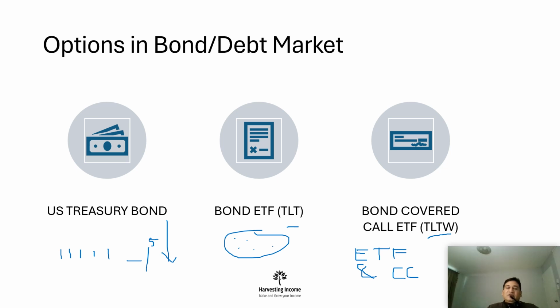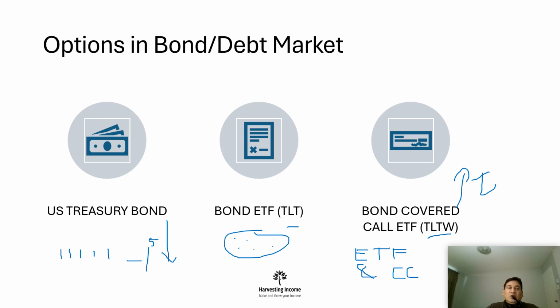So in this case, what happens is you get income from the ETF plus also some income from writing of the covered calls. So there is a regular income that is being generated. So the covered call ETF will have a higher amount of income, more income compared to the other two. So that's the advantage of going into covered calls, but it has its own pros and cons. That is a future discussion. So in the bond market, we have these options.